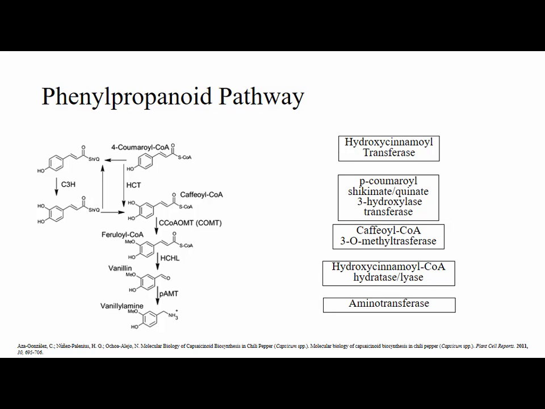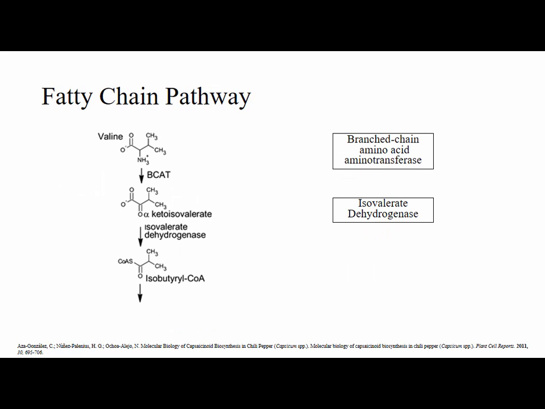From there, we get our caffeoyl-CoA, which experiences a caffeoyl-CoA 3-O-methyltransferase to get our feruloyl-CoA. And from there, we then do our hydroxycinnamoyl-CoA hydratase lyase, giving vanillin. And then an aminotransferase brings us to our final compound, the vanillylamine. All right, next, the fatty chain pathway.